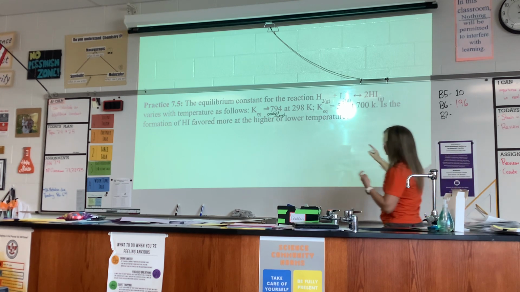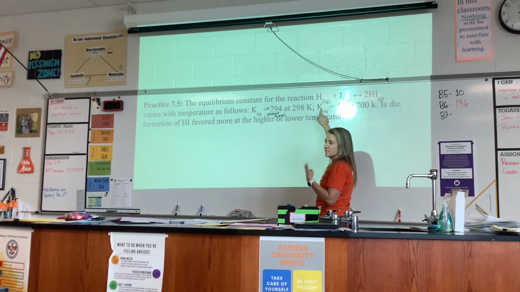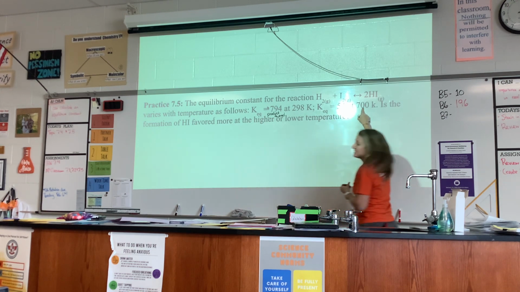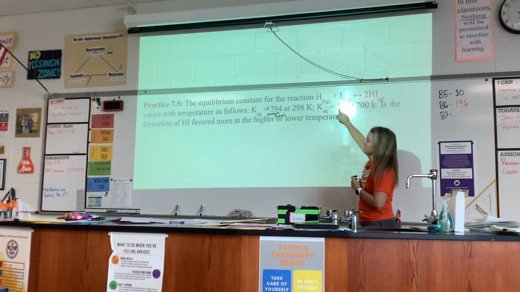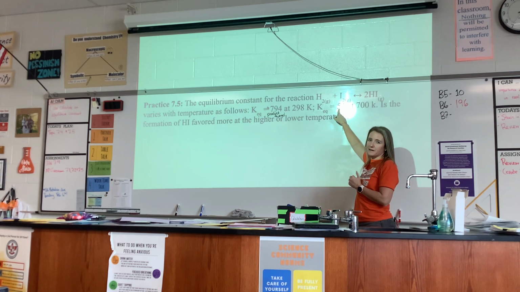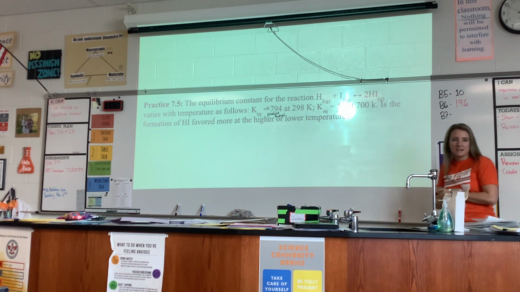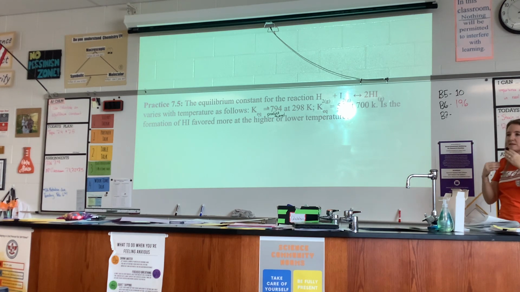Then it tells me the K changes, because the temperature changes. The K is now 54 at 700. So what does it mean if the K is 54? Is it product or reactant favored? Product. I'm going to label that it's less product favored, but still on the product side. Once again, if you interpret the numbers as you read them, the question becomes pretty clear.